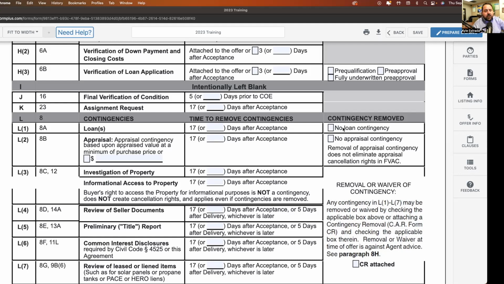Next up, the appraisal contingency. Back to the loan. No loan contingency. Please do not check that unless your buyer is 100% all cash. Don't check off no loan contingency.